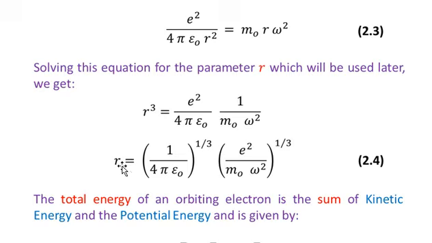You see that here the value of r depends upon the value of the frequency omega of the oscillations. The rest of the quantities are fixed. For example, the charge of the electron is fixed, the mass of the electron m naught is fixed, and the other parameters are also fixed. So it means that r can take any value depending upon the value of omega.